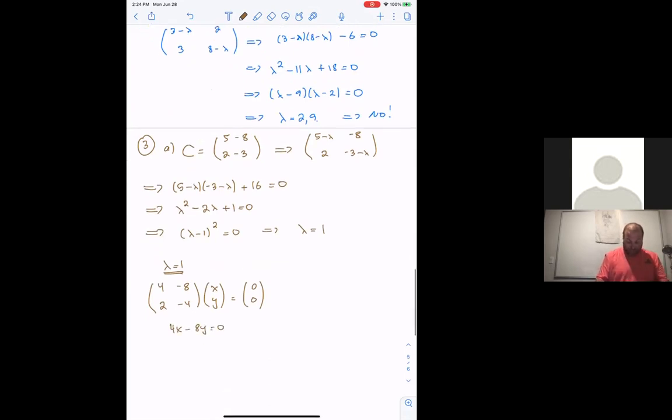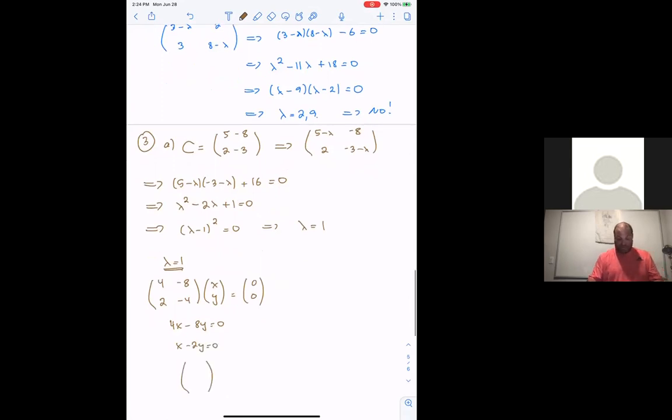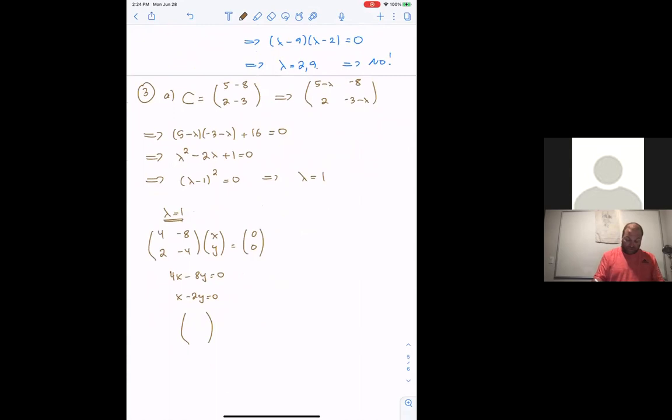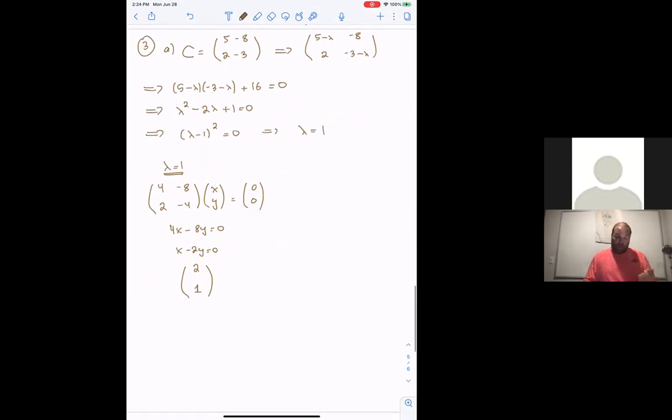I can always simplify by dividing by 4. x minus 2y is equal to 0. And then I just need to know an eigenvector that satisfies this. Why don't we take x to be 2 and y to be 1? One eigenvector, not 2, just 1. So this particular matrix only has one eigenvalue, and therefore also one eigenvector.